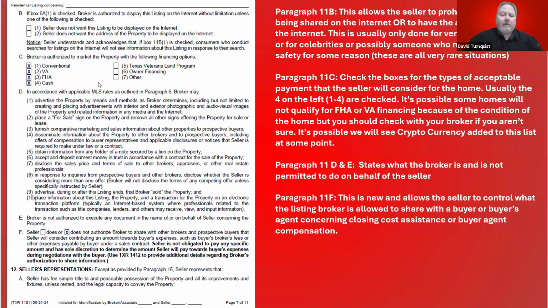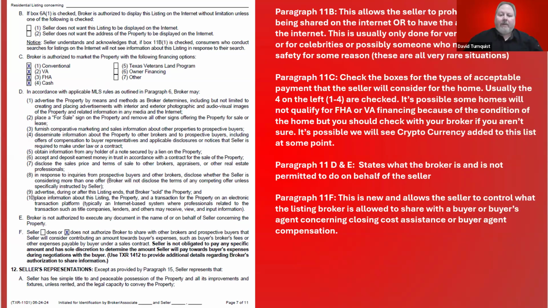Okay, moving on to paragraphs 11D and E. You can read through these. This just tells you what you're allowed to do as the broker or the listing agent and what you're not allowed to do. Basically, you're allowed to market and sell the house. You're not allowed to make decisions for them. You're not allowed to sign documents on their behalf, that type of stuff.